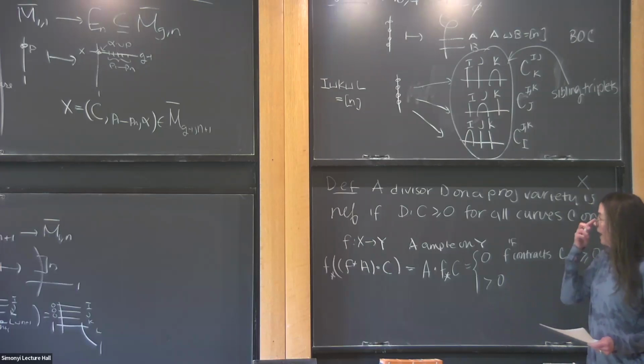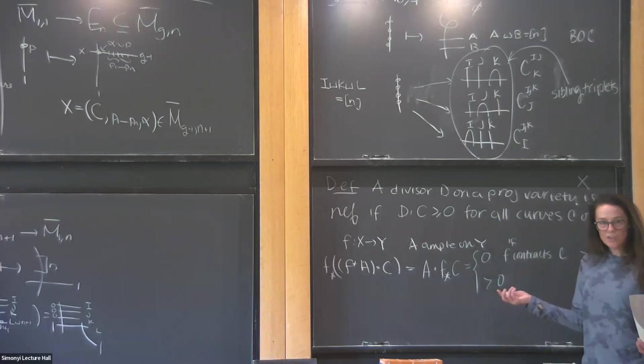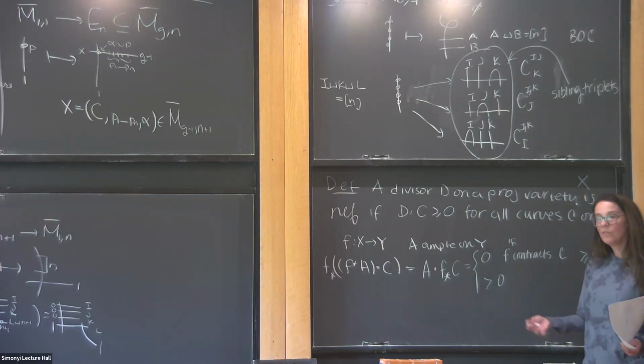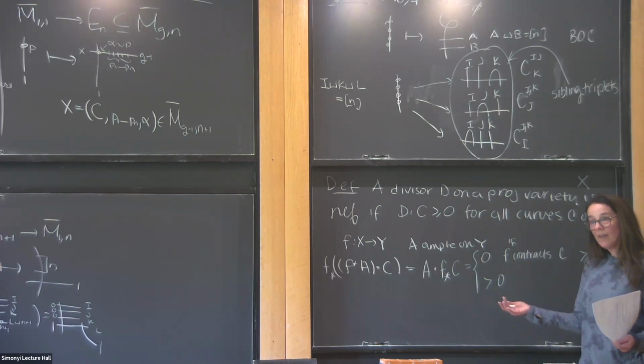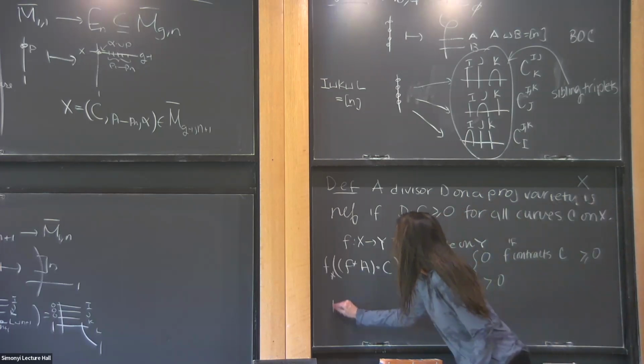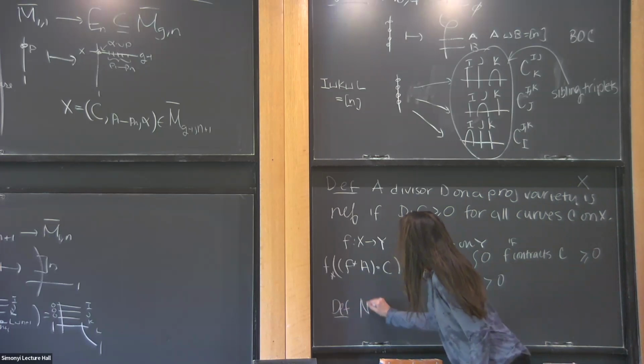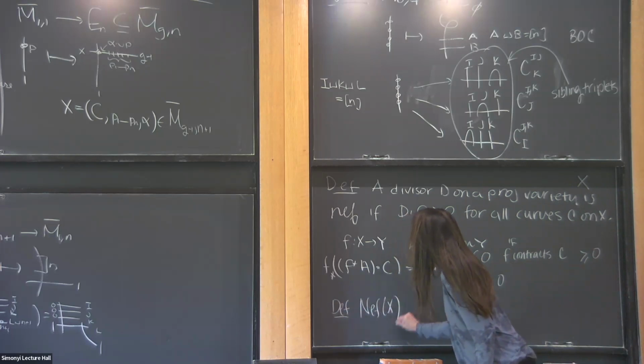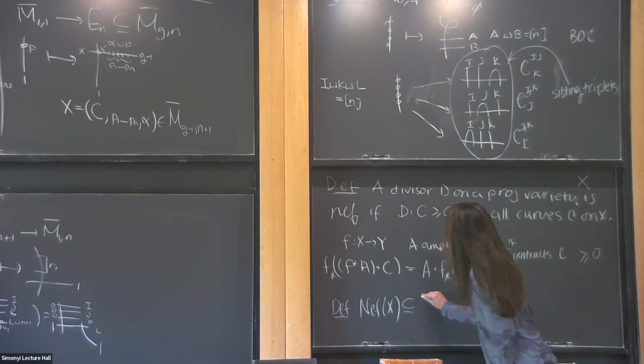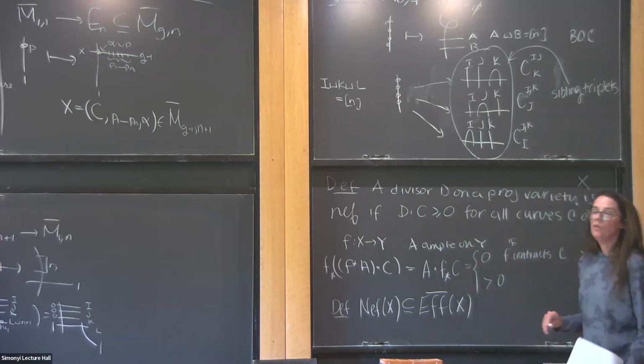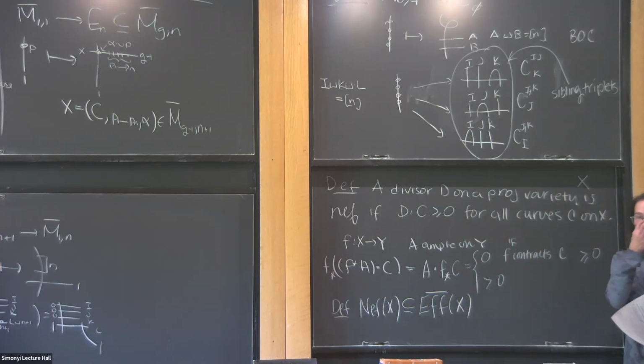And now you can add two nef divisors, you get a nef divisor; take positive multiples of a nef divisor, you get a nef divisor. The set of nef divisors forms a cone. And I'm going to call that cone Nef(X). And it's a theorem that it lives in the closed cone of effective divisors on X. And if you know basic information about nef divisors, you can say something about the variety.